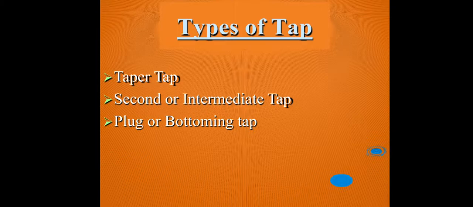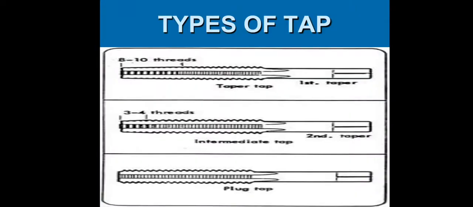Types of taps: taper tap, second or intermediate tap, plug or bottoming tap. So these are all the types of tap. You just look into these types of tap here. First one is a taper tap, the middle one is the intermediate tap, and the last one is a plug tap.